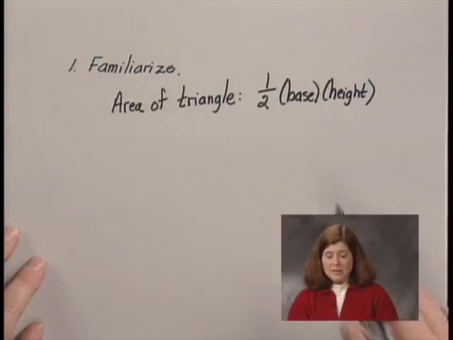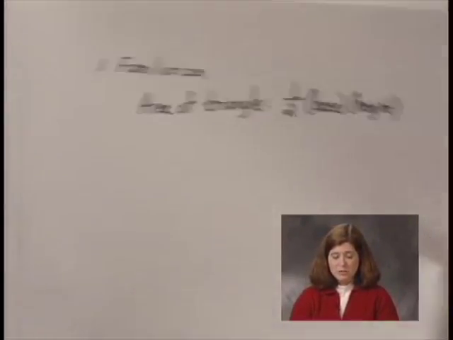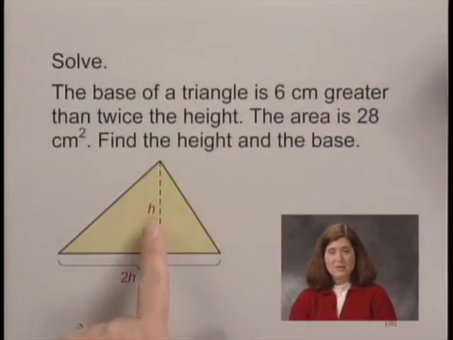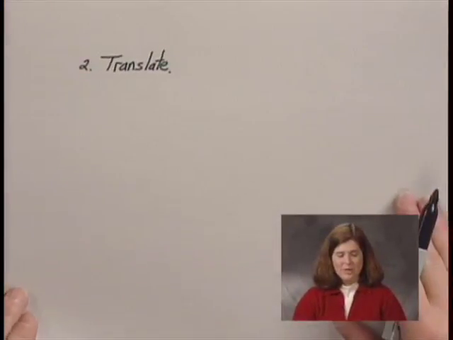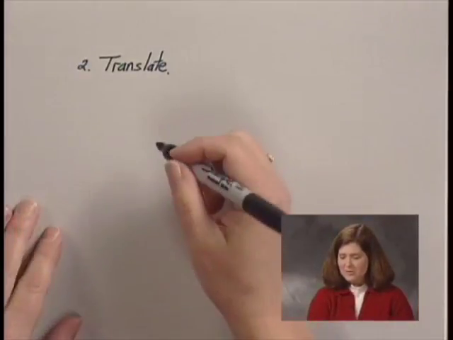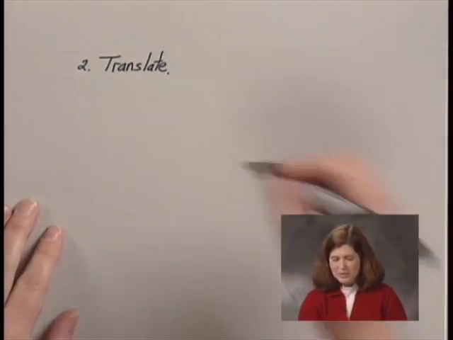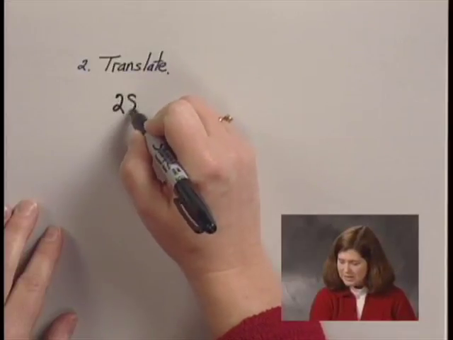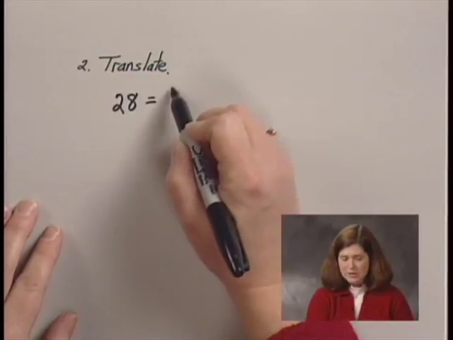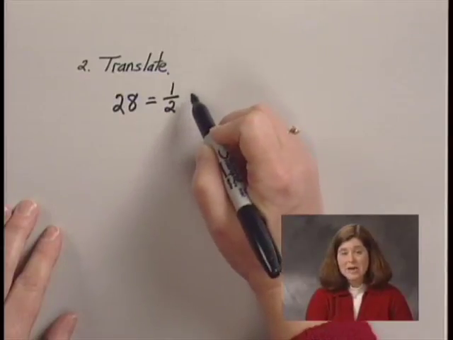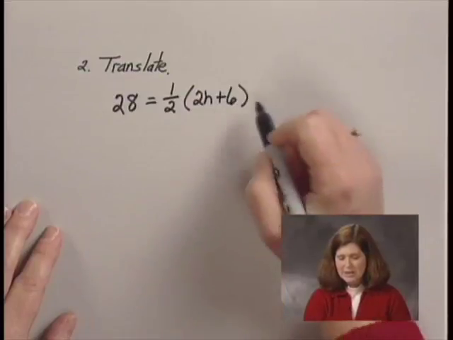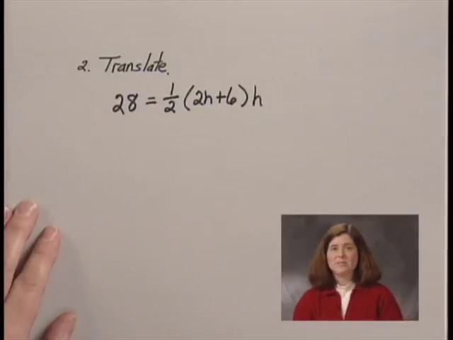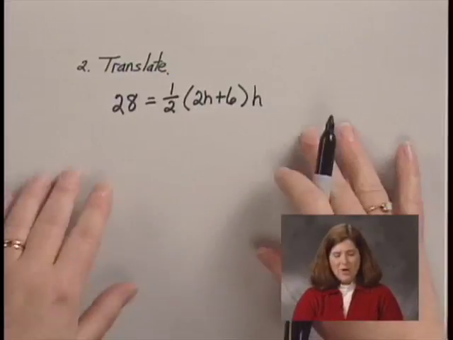So when we translate, we can simply substitute our expression for the base, 2h plus 6, our expression for the height, and we would have an equation. So let's translate, step 2. We were given that the area was 28 square centimeters, so we write 28 equals 1/2 times the base, which is 2h plus 6, times the height, which is h. So we have an equation we can solve.